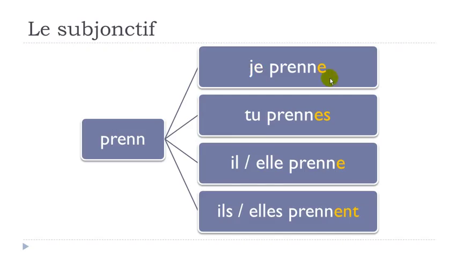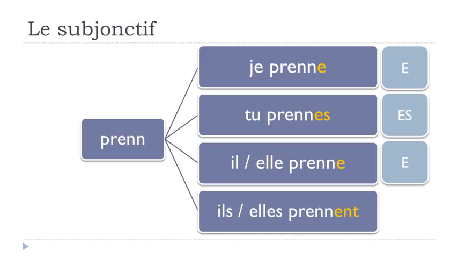So, je prenne, tu prennes, ils prennent, elles prennent, ils prennent, et elles prennent. Then phonetically, as usual, remember, we've got only one form here. It is exactly the same form, so we pronounce it the same way, but of course, as usual, we write it differently, okay? So keep in mind that ending for je is e, ending for tu is es, ending for il, elle is e, and ending for il, elle at the plural form is ent, okay?